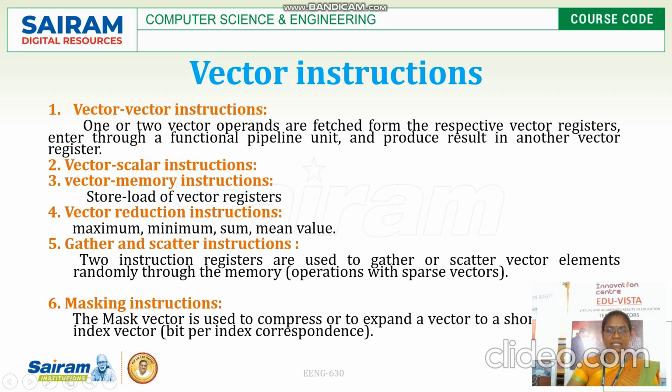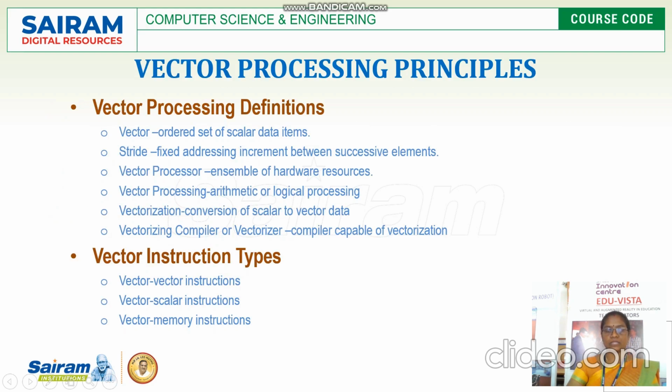Gather and scatter instructions are used to gather or scatter vector information randomly through the memory, so they use sparse vectors. Masking is another type of instruction. It is used to compress or expand a vector to its indexed vector value. So these are the six different types of vector instructions available.